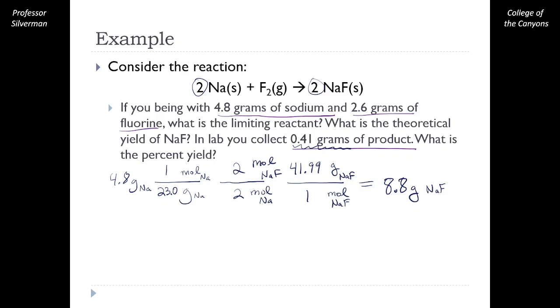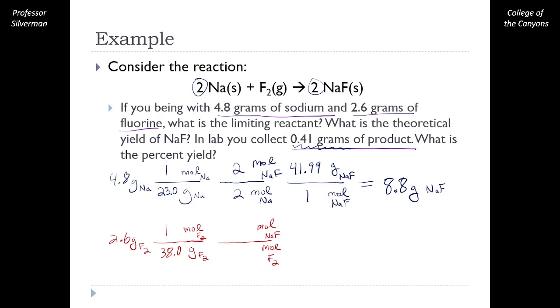We need to do another calculation for our other reactant. The first step, we want to convert into moles instead of grams. 1 mole of our F2 is worth 38 grams. Next, we'd like to convert to our product, again, so we can make that easy comparison.